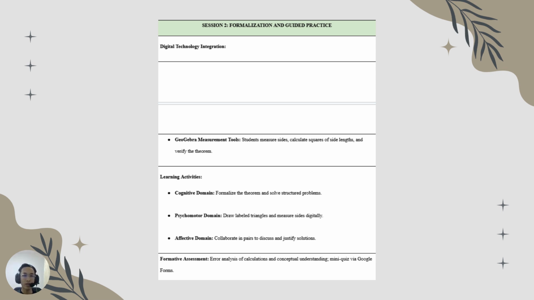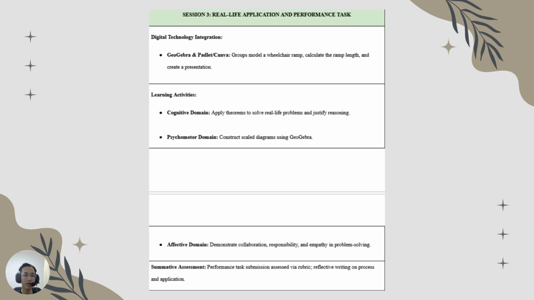For digital technology integration, GeoGebra measurement tools as usual. And for the learning activities, the students are going to formalize the theorem and solve more structured problems, questions in exam papers. They're going to draw labeled triangles and measure it digitally and collaborate in pairs. This is where our formative assessment works, where assessor will look at the error analysis of the calculations. And lastly, on session three is the real life application and performance task.